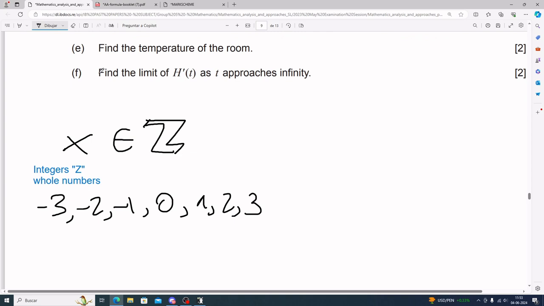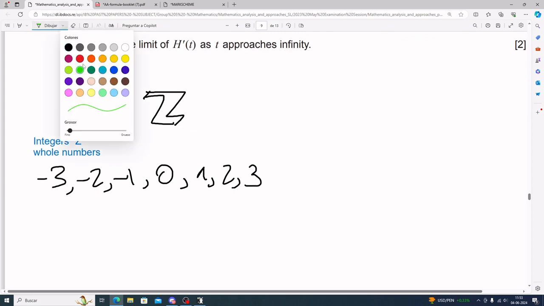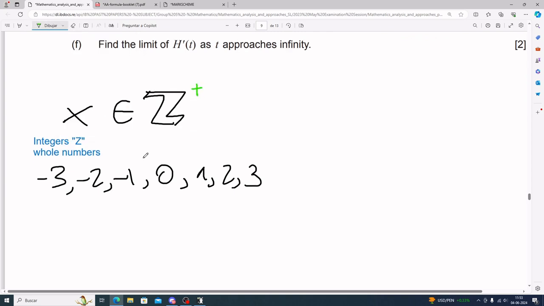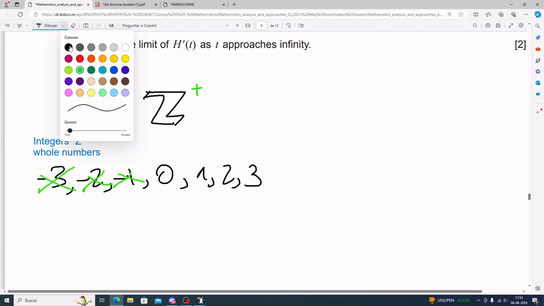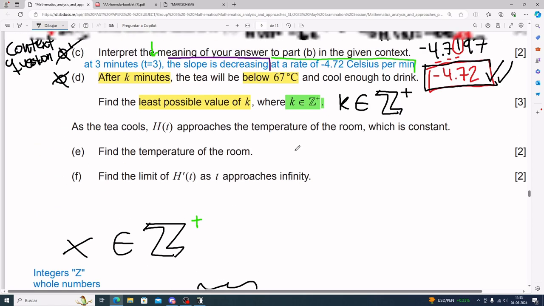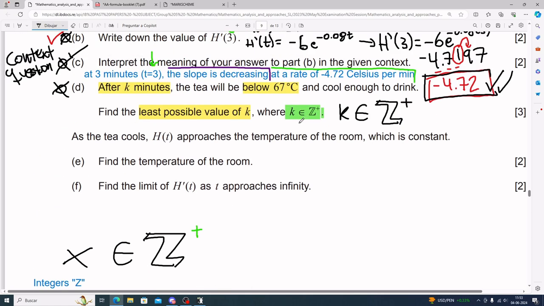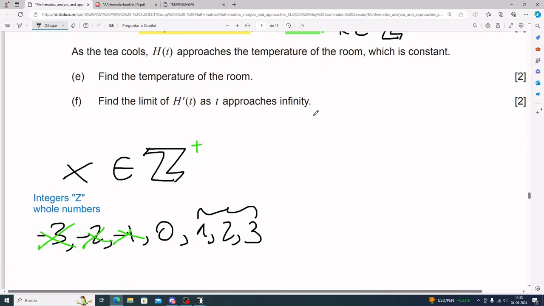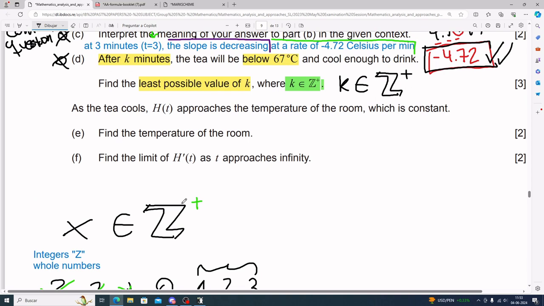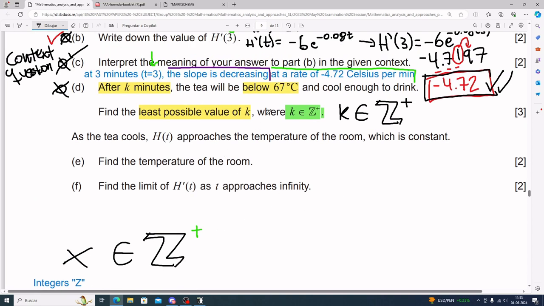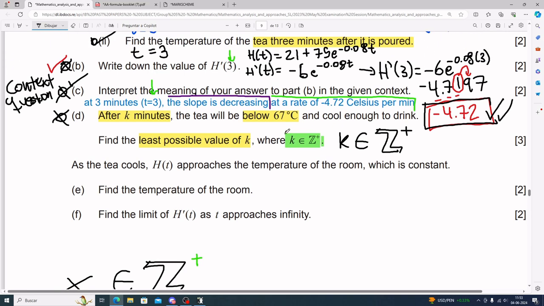But the moment that they say integers which are positive, that means you only end up with the ones that are positive. So if it's telling you that k pertains to all integers which are positive, then you know you're dealing with 1, 2, 3, 4, 5, 6, 7, 8, 9, 10, and so on. Your k values are whole numbers which are positive. That is what it's telling you, and it's important to know that in order to answer correctly.